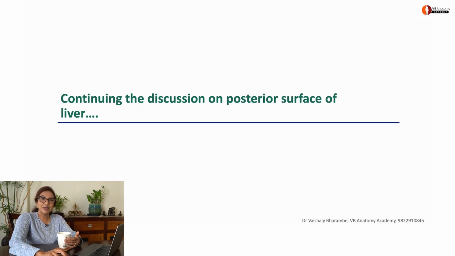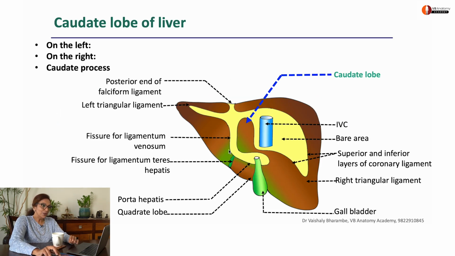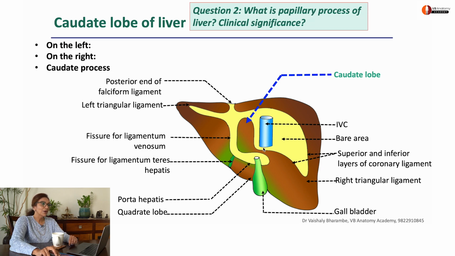Continuing with our discussion. Here you can see the caudate lobe, which lies between the fissure of ligamentum venosum and the inferior vena cava. What is the papillary process of the liver? What is its clinical significance? This projection here is the papillary process, and if it is very projecting, it can be mistaken for a lymph node.